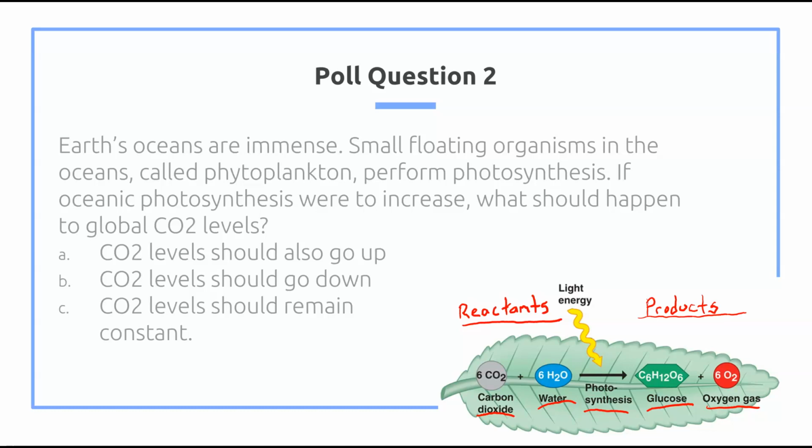Now, I told you that oceanic photosynthesis increased. That means there are more phytoplankton, and therefore there's more overall photosynthesis. It doesn't mean there's more photosynthesis in an individual organism. It means in the entire ocean there are more phytoplankton, so now there's more photosynthesis. So what should happen to global CO2 levels? When I say global CO2 levels, I mean CO2 in the air. Or you could say atmosphere. I'll just say air.